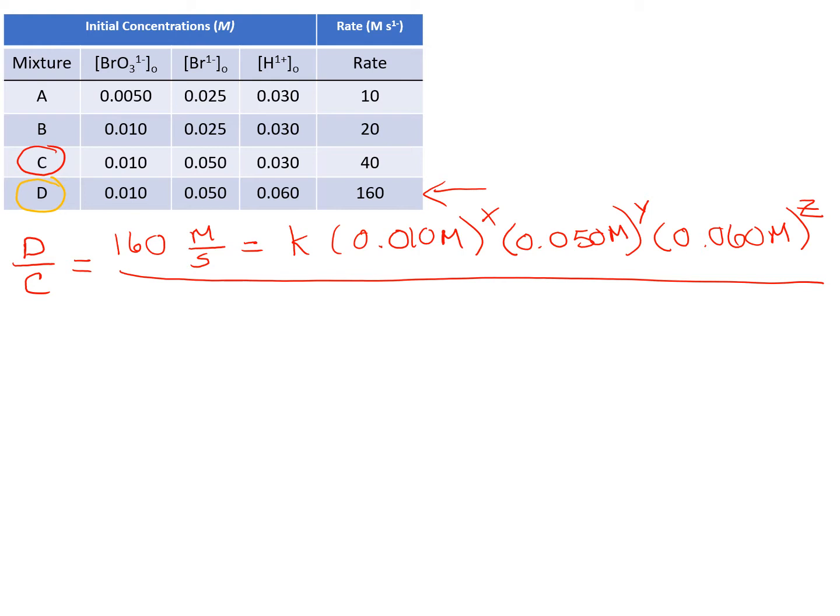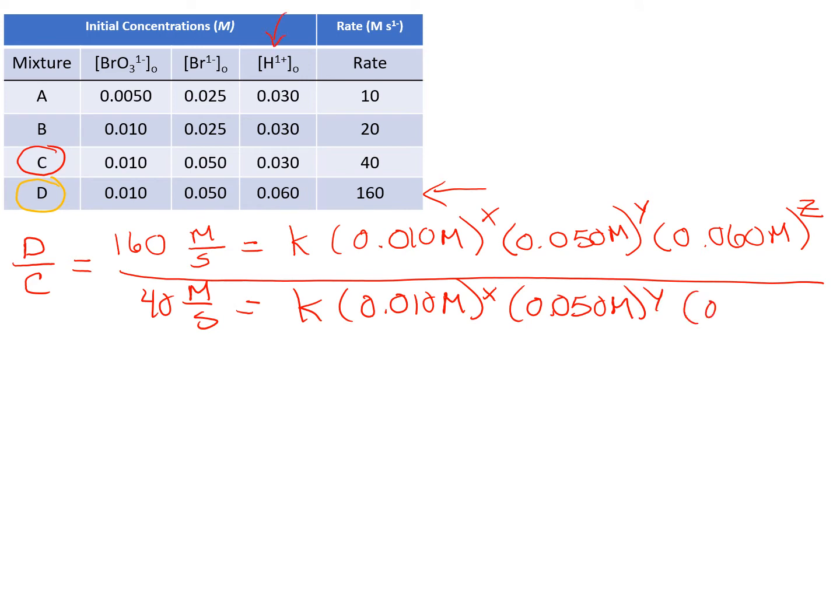My rate for C is 40 molar per second equals K again. Same concentration for bromate raised to the X. Same concentration for bromide raised to the Y. And the concentration that changed is my hydrogen, and that's 0.030. I recommend that you don't take shortcuts, just do the work so that you get things correct. So let's reduce and solve for our Z.